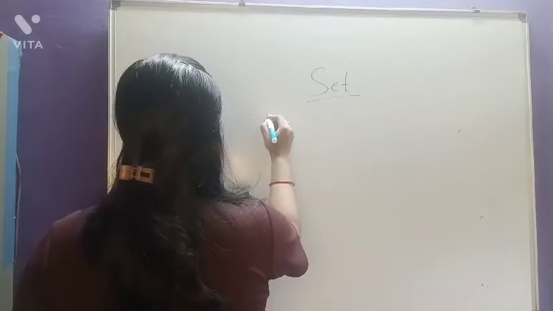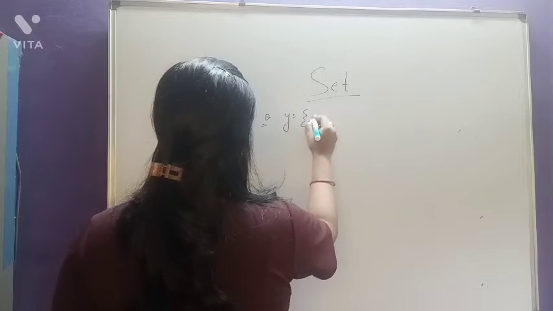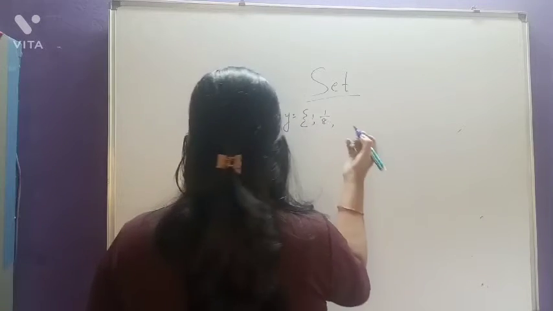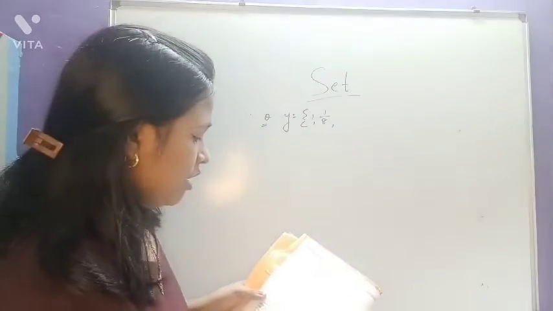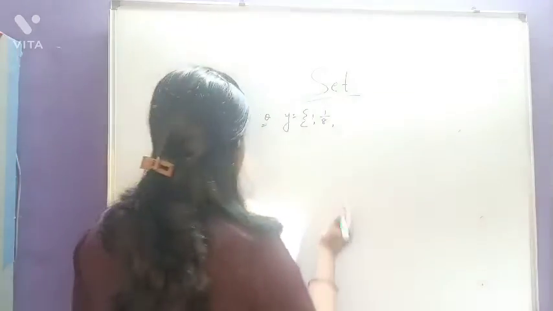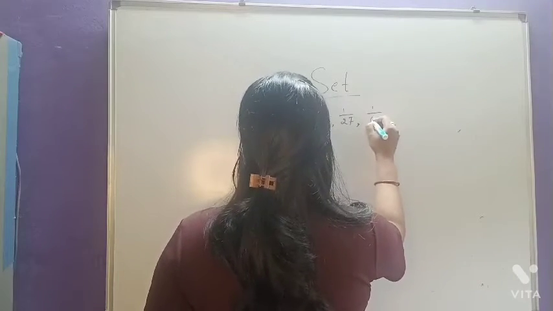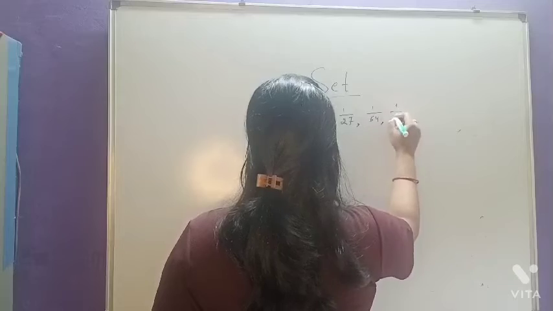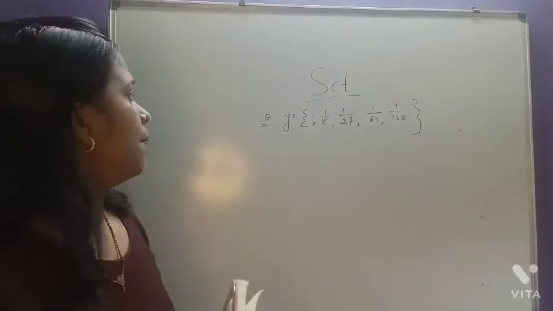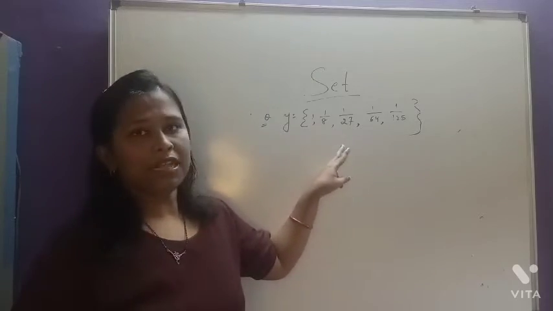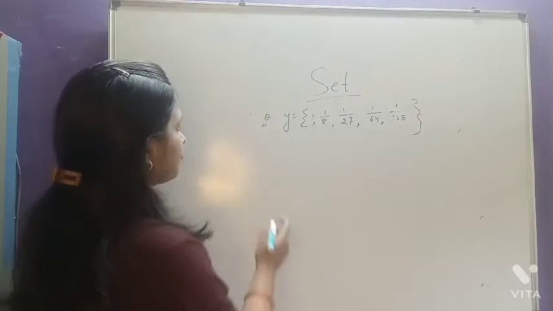Suppose I am giving one question: set y having elements 1, 1 by 8, 1 by 27, 1 by 64 and 1 by 125. These questions are from the first exercise of set theory, 9th standard CBSE. Now convert this set from listing method to rule method. Okay, how can we convert?